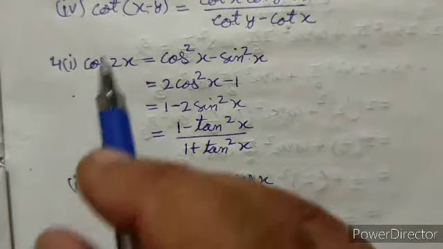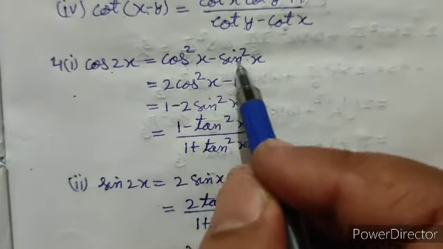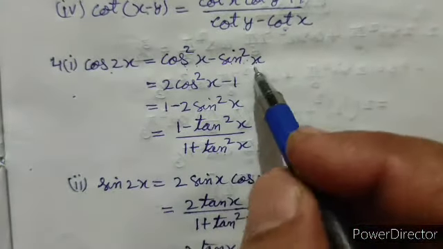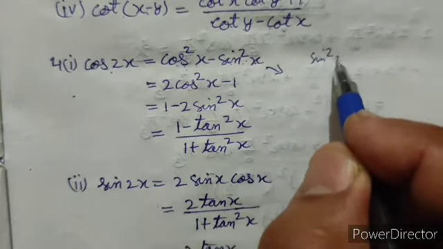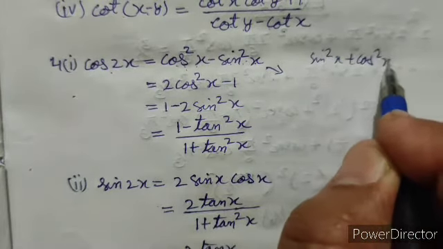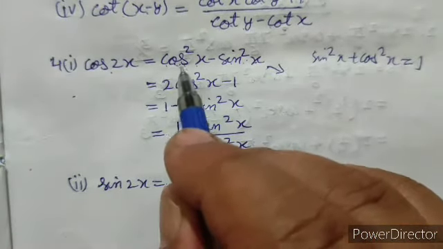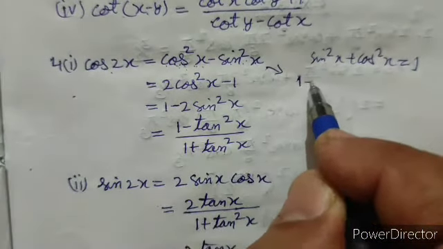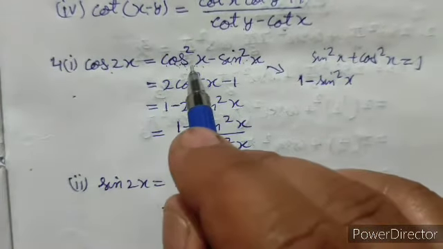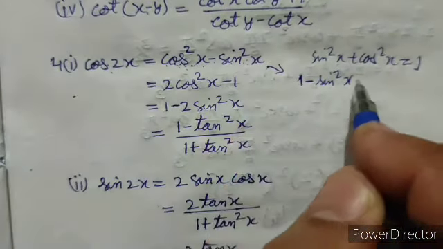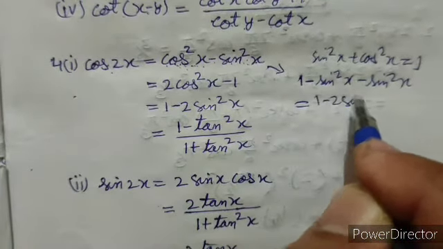Now cos 2x is equal to cos square x minus sin square x. Or if we change, as we know, sin square x plus cos square x is equal to 1, so if we change cos square x into sin, cos square x can be written as 1 minus sin square x. So cos 2x will be 1 minus sin square x minus sin square x, and this will be equal to 1 minus 2 sin square x.